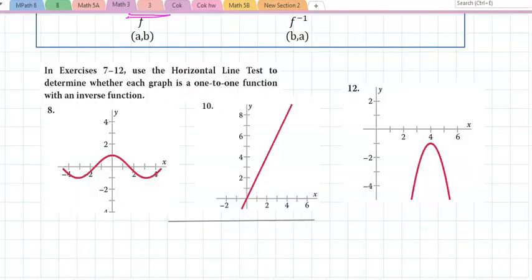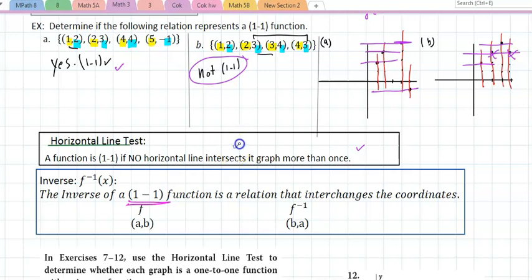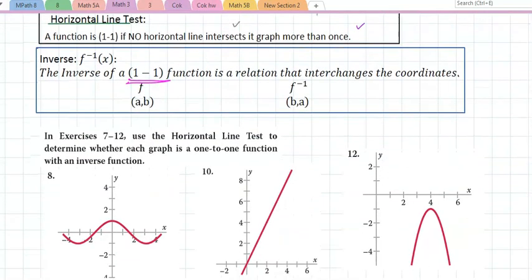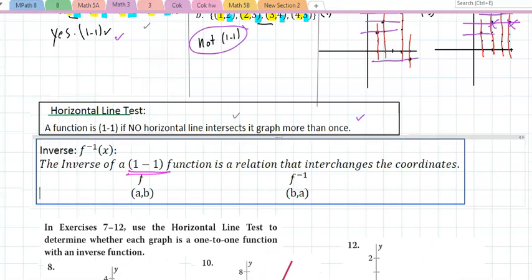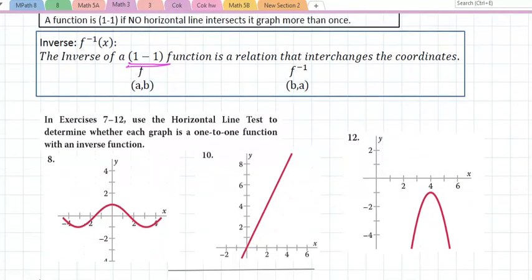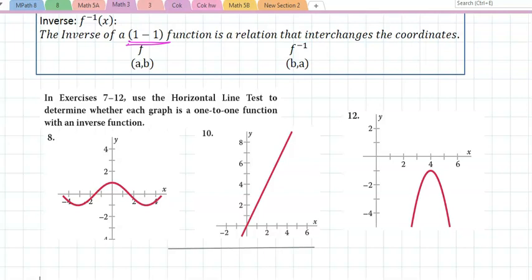So the next set of problems, we're still checking this one-to-one correspondence. We did that with points. Now we're doing that with graphs. So if I glance at 7 through 12, it says, use the horizontal line test to determine whether each function is one-to-one with an inverse. So checking if it's one-to-one.